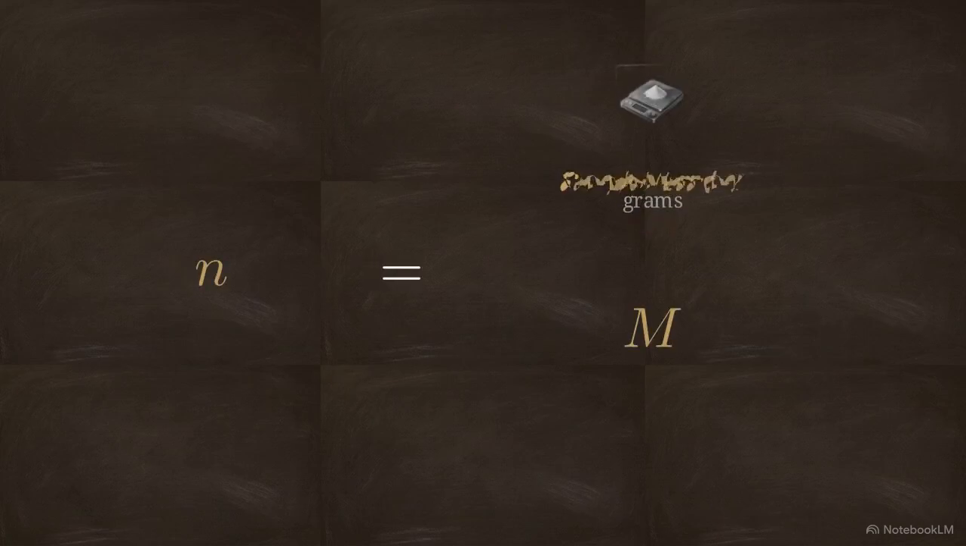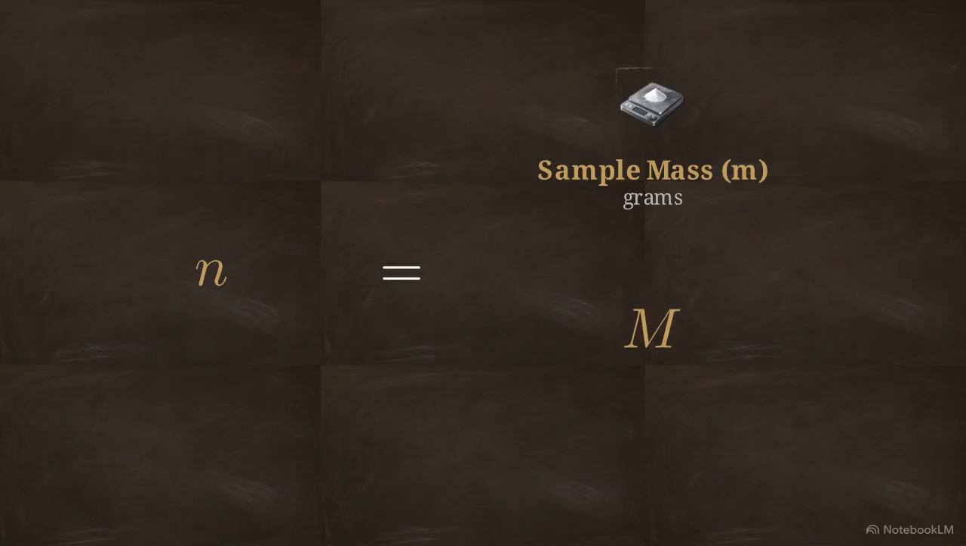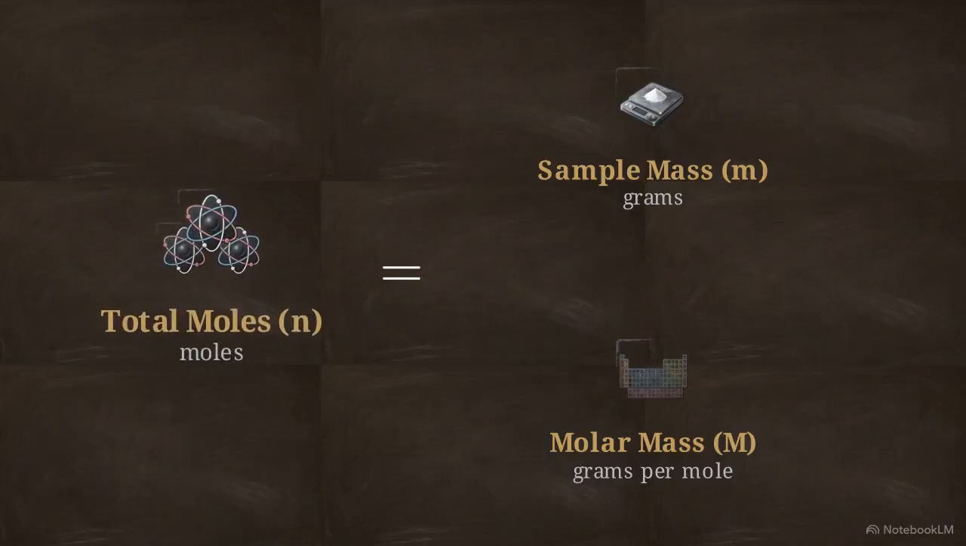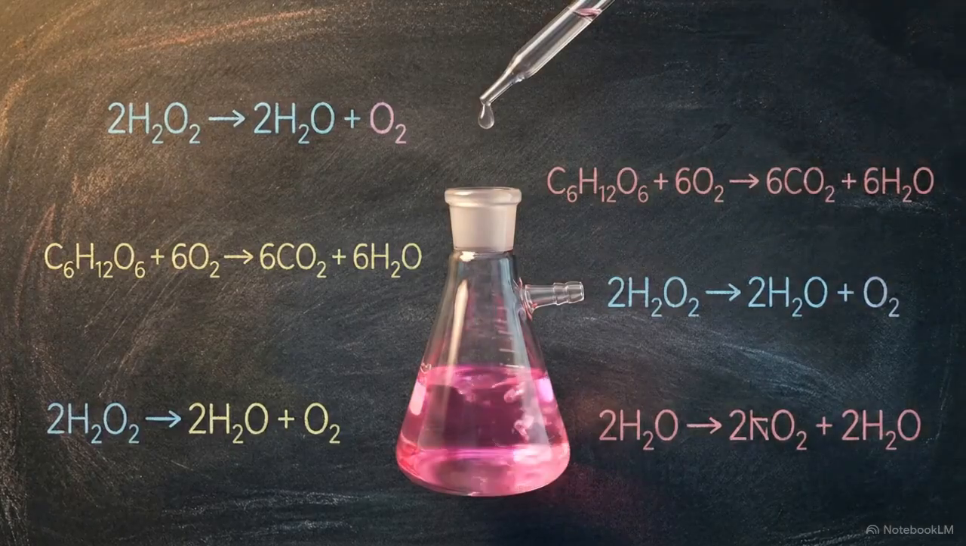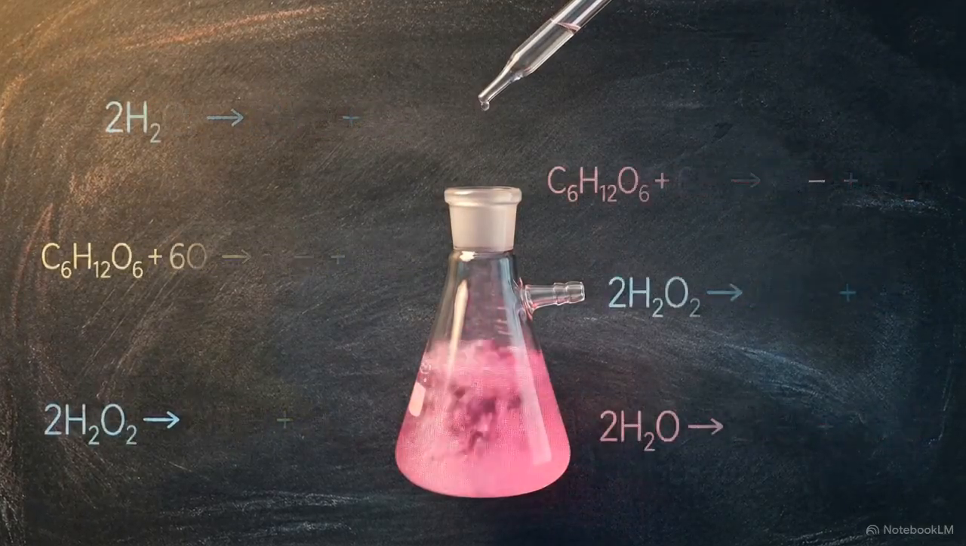Chemists use a central conversion equation, N equals m divided by M. The little m is the sample mass in grams, read directly off the scale. The big M is the molar mass, found on the periodic table. Dividing them gives N, the total moles. This formula allows us to execute precise chemical reactions without ever needing to interact with a single individual atom.